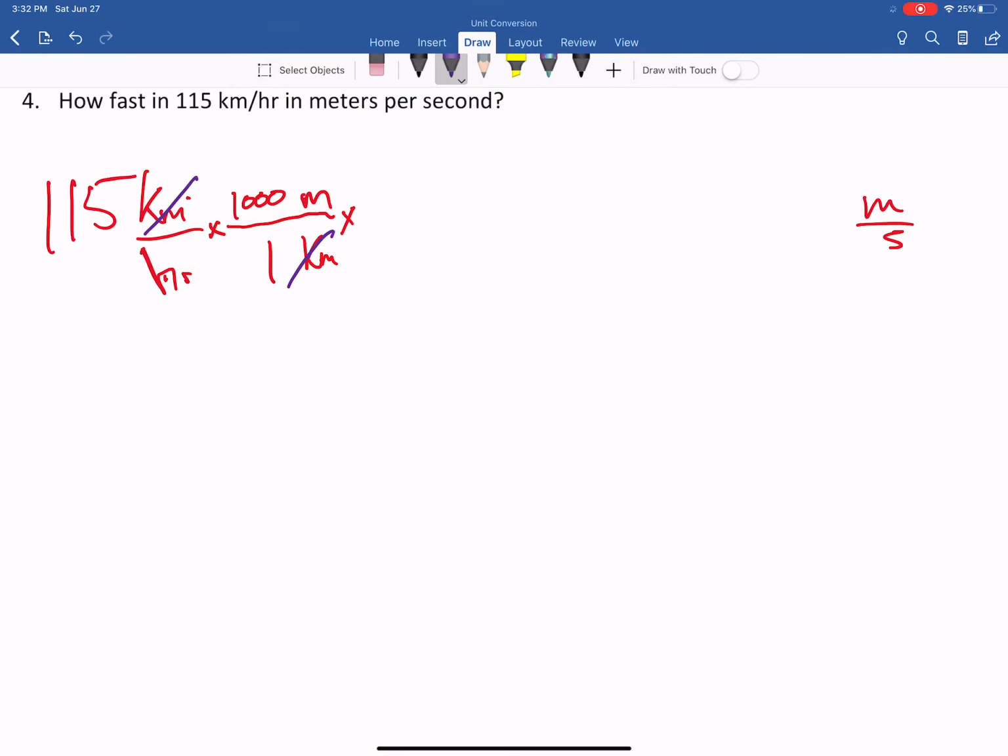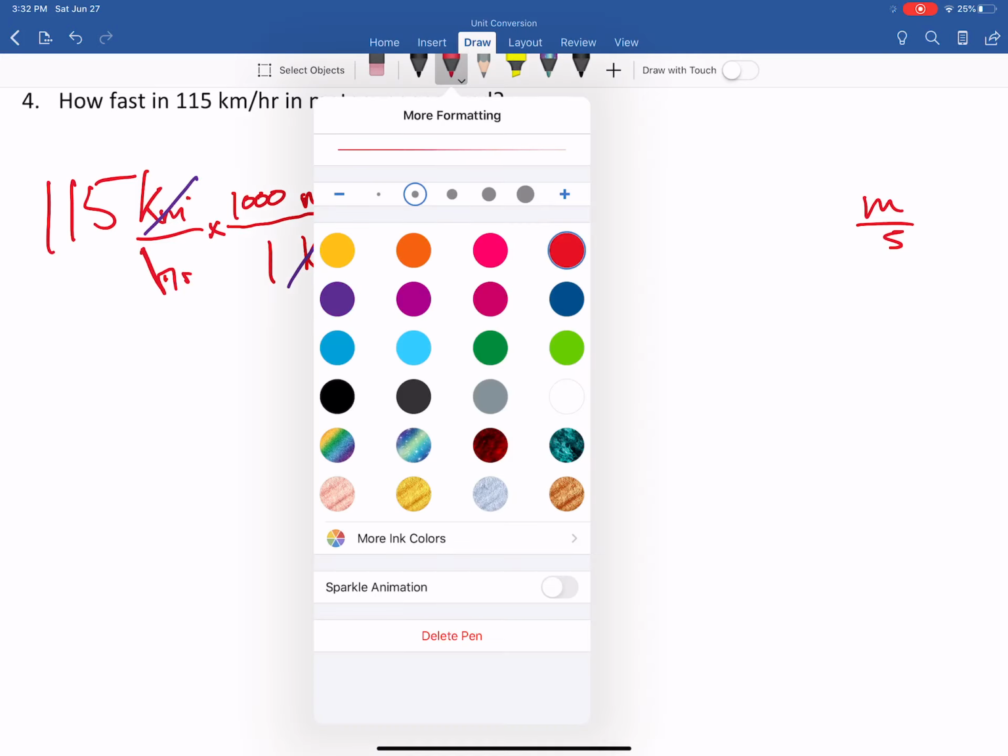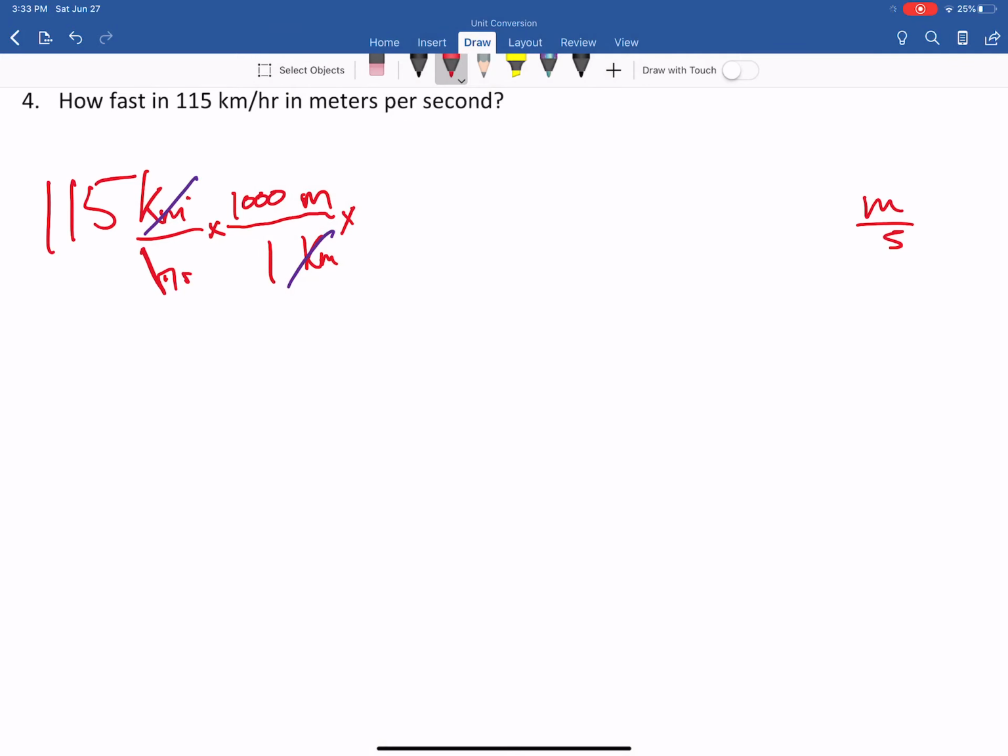All right, now what about my meters? My meters are fine, but my hours. So I have hours down below. So to cancel them out, I have to put hours up top. So I'm going to put hours over here. And if you know how many seconds are in an hour, then kudos to you. I don't remember that. So I'm going to go from hours to minutes.